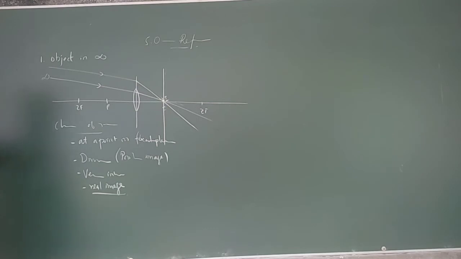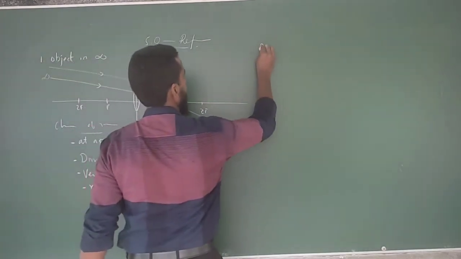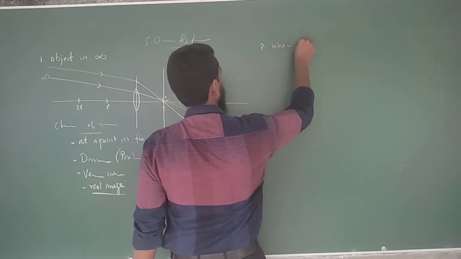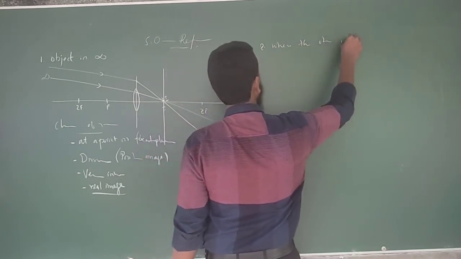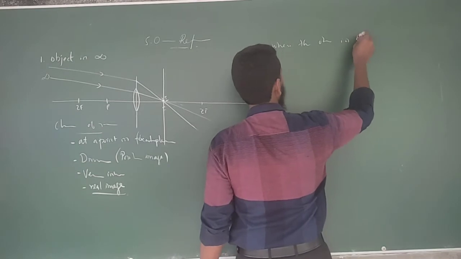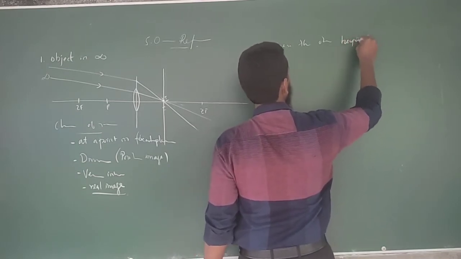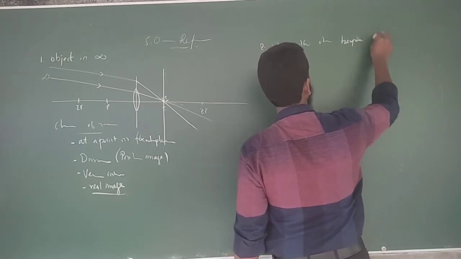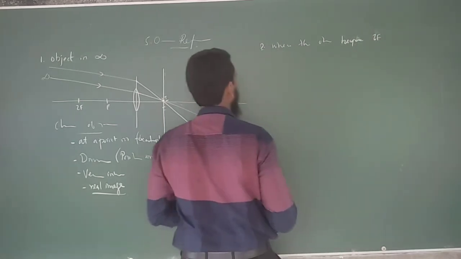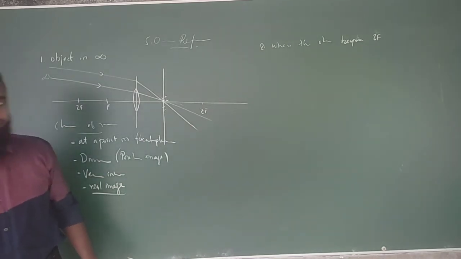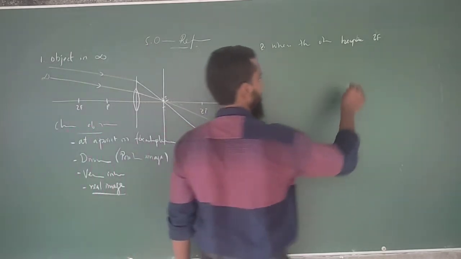Okay, draw yourself. The second ray diagram, when the object is at or beyond 2f. When the object is beyond 2f, what is going to happen?